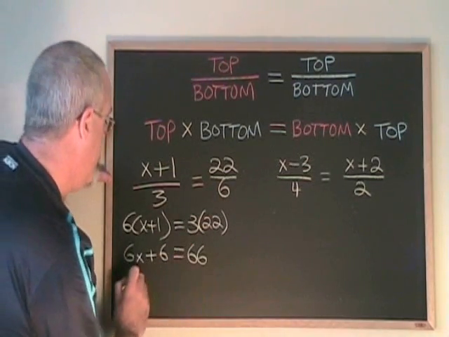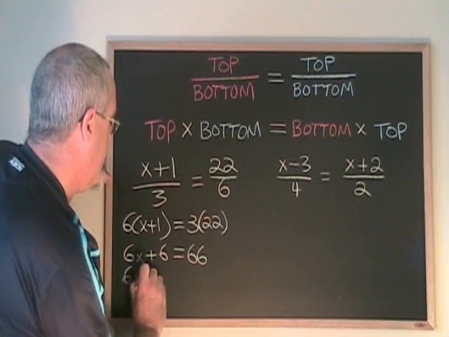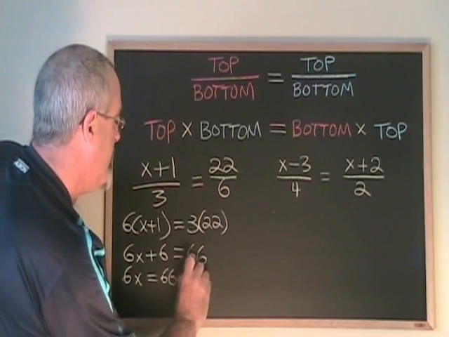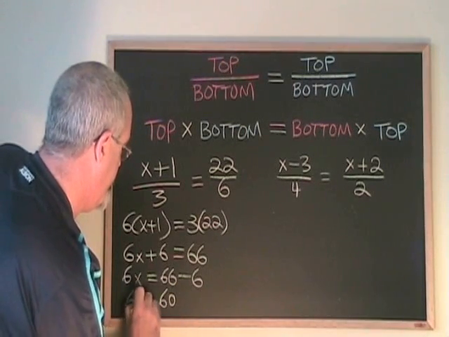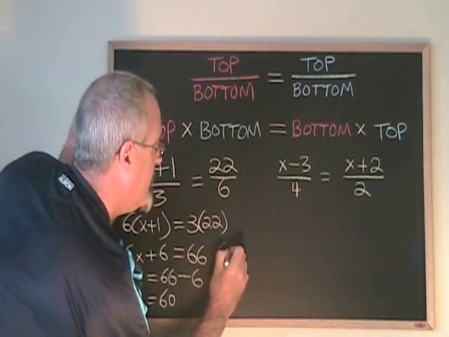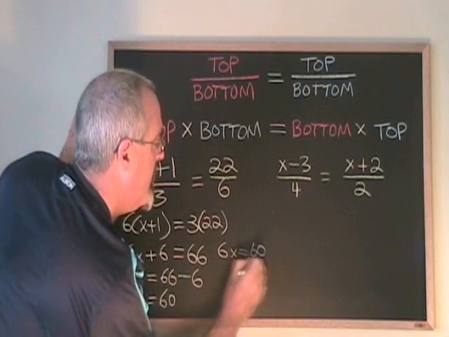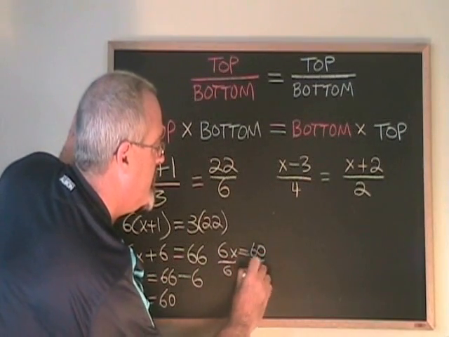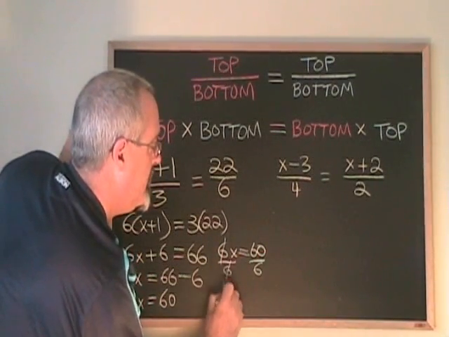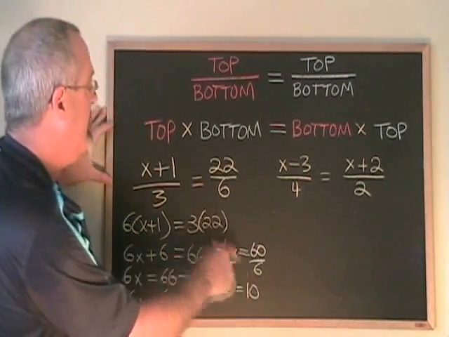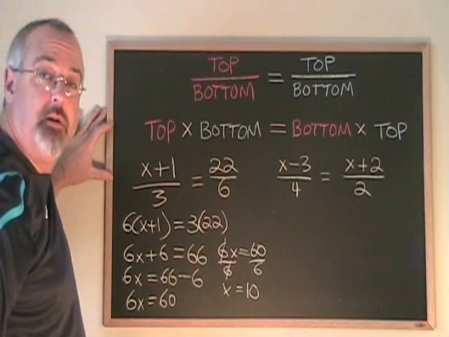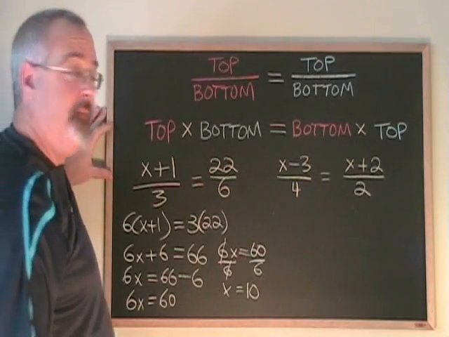Let's move the 6 to the other side. 6x equals 66 minus 6, which is 60. If 6x equals 60, we divide both sides by 6. Cancel, x is equal to 60 divided by 6, which is 10. And if we plug that 10 into the x position in our original proportion, it will verify.